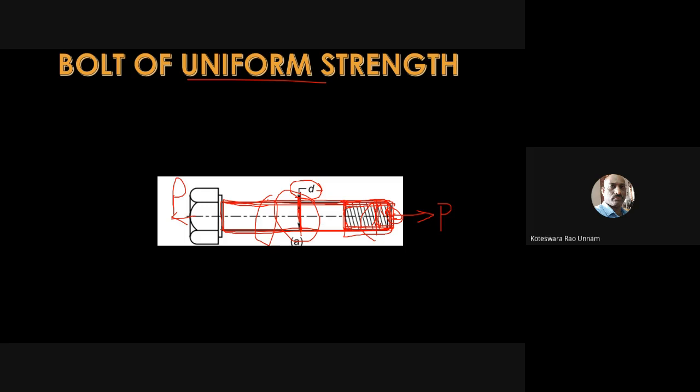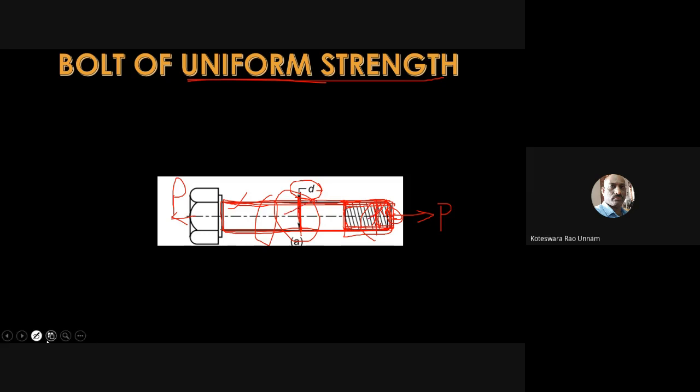So here the stress is different, and here the stress is different. So I cannot call a bolt which is subjected to different magnitudes of stress for the same load a bolt of uniform strength. As per the definition, for uniform strength of the bolt, the stress should be uniform throughout the length of the bolt. That means the stress should be the same in the shank portion as well as in the threaded portion.